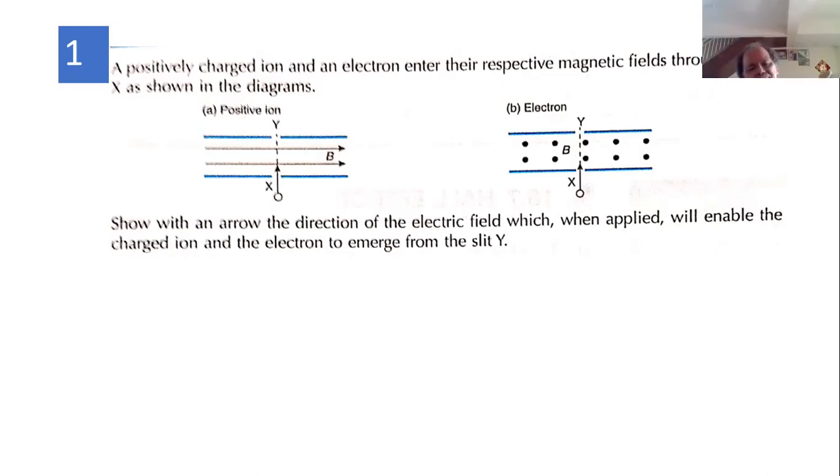Let me just check your field. This is for A, not for B. The field is to the right. You know how to read, right? The positive ion is going up. So where's the magnetic force? For A, going in. Magnetic force is going in.